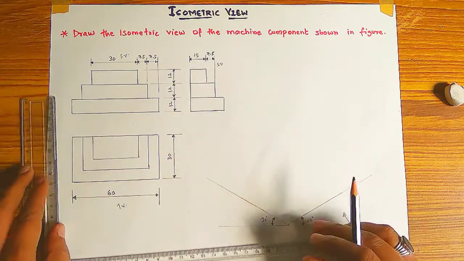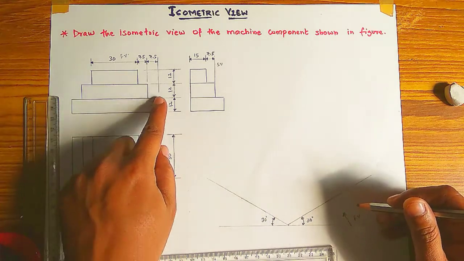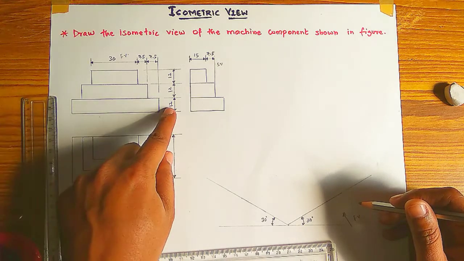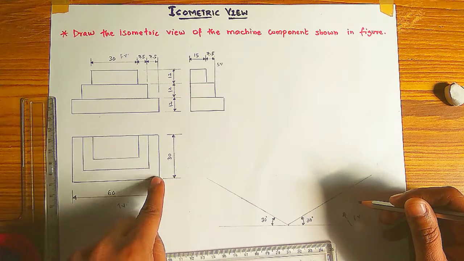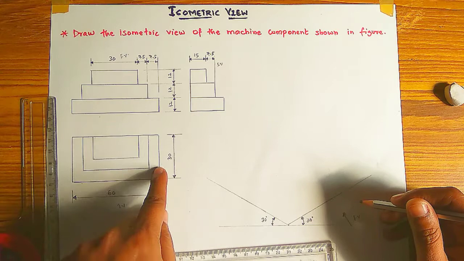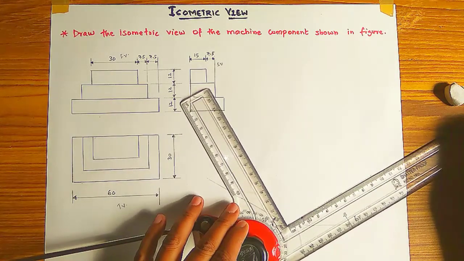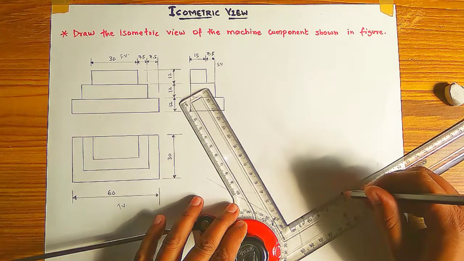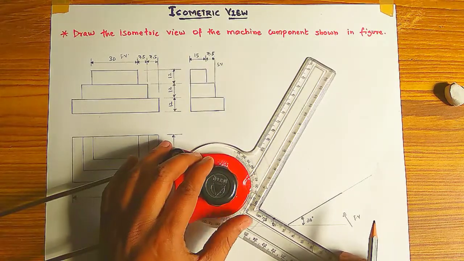First, see the front view and top view. In the front view, seeing from here, a rectangle shape is visible like this. You have to draw this rectangle shape of 60 mm width and 30 mm depth. This big rectangle shape is 60 mm by 30 mm. So you have to take 60 mm here, like this, on this 30-degree angle, and this one is 30 mm.